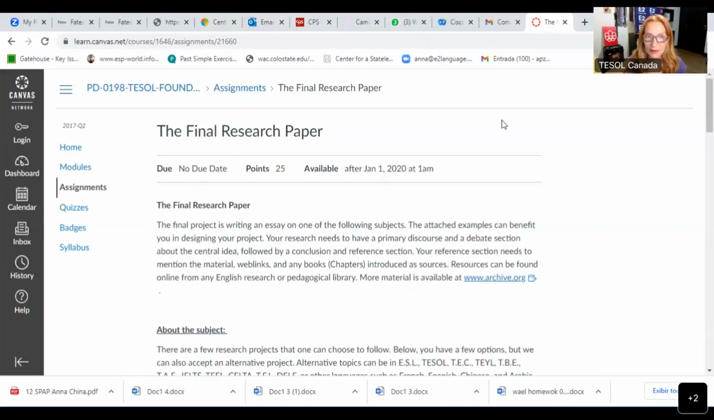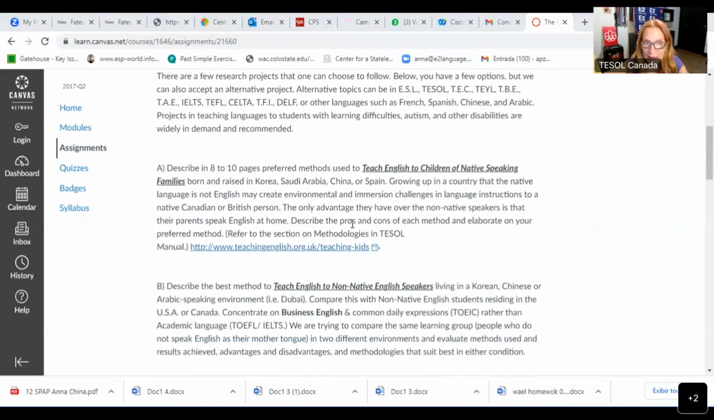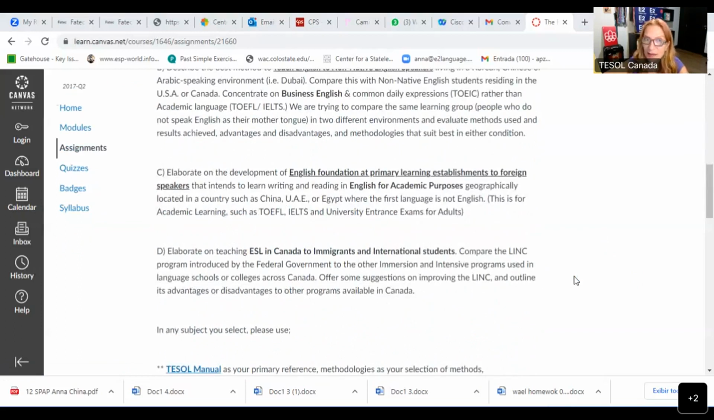Now, we're going to go to Canvas to see your topics that you have here. There are 4 topics here. There we go. So when you go to Canvas, you will find it as the final research paper. It's in assignments, right here, and you have all the details that you need here. So A, B, C, D. These are 4 topics that are proposed.